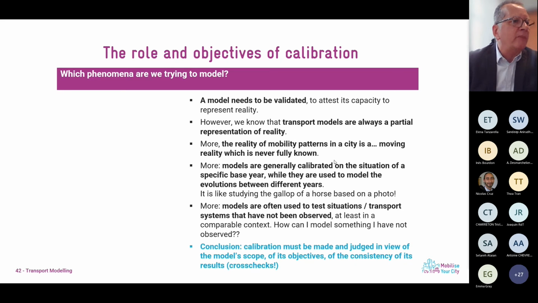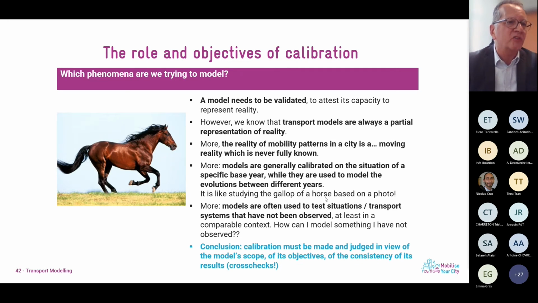And another problem is that generally the model is calibrated on a specific year, on a snapshot of the situation, while it is actually used to model the evolutions between different years. To give an image, it's like studying the gallop of a horse based on a photo. It's not the best way. Normally, we should calibrate a model on the evolutions between two past situations, which is much more complex.